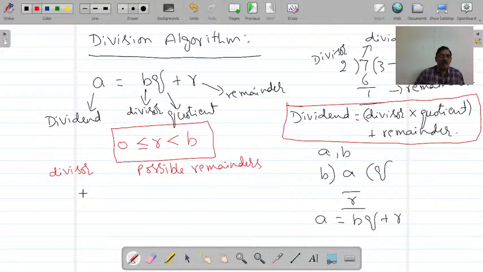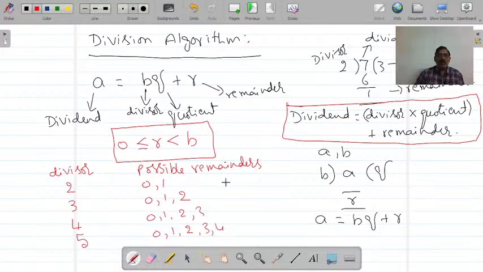Suppose the divisor is 2, the possible remainders are 0, 1. If divisor is 3, the possible remainders are 0, 1, 2. If divisor is 4, the possible remainders are 0, 1, 2, 3. If it is 5, we get 0, 1, 2, 3, 4. Like this we get. This is actually very simple phenomena. Our ordinary division, the same division process we are applying here. Now, how will be the questions based on this? Now I am going to show you. Let us go for problems.